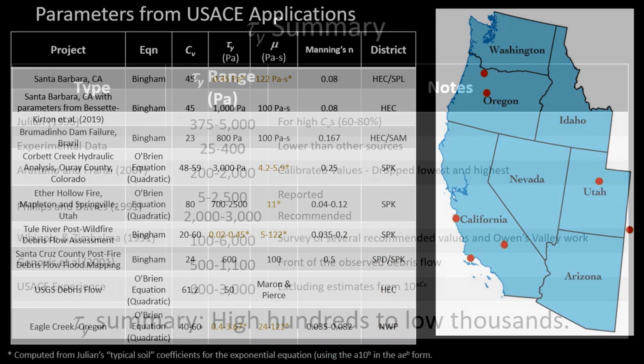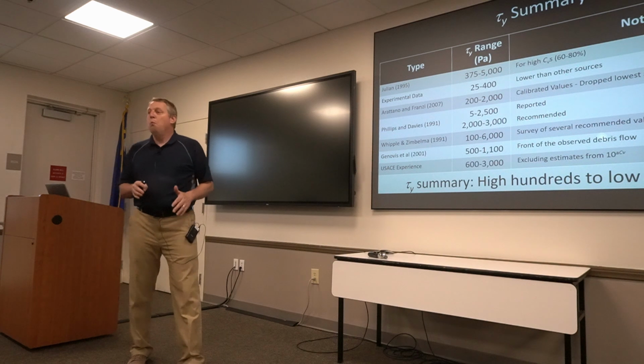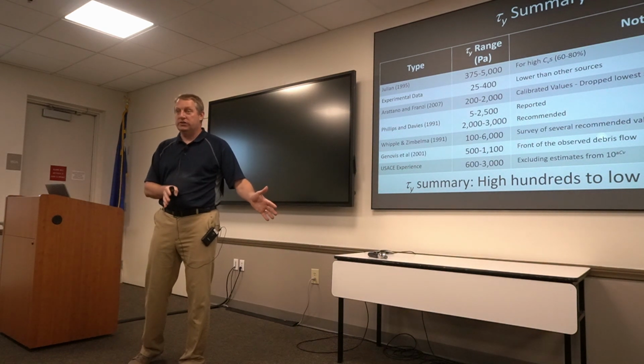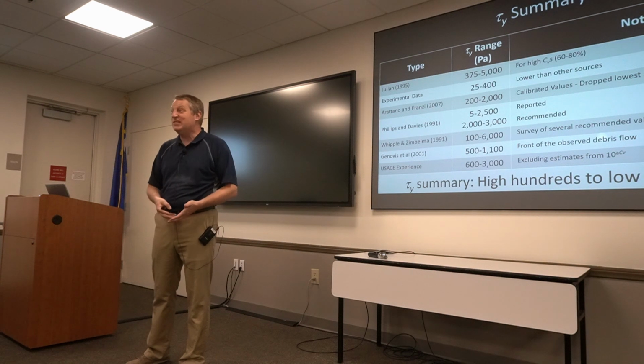Okay, so what's the takeaway from all that? Julian, 375 to 5,000 for high CVs. That's typical soil, according to Julian. Experimental data, 25 to 400. Way lower than all the other sources. And so I'm putting all this work into pulling together the experimental data, and I'm not sure it's that useful at all.